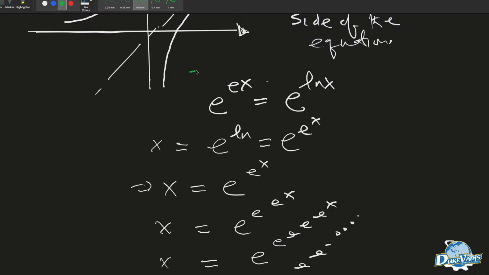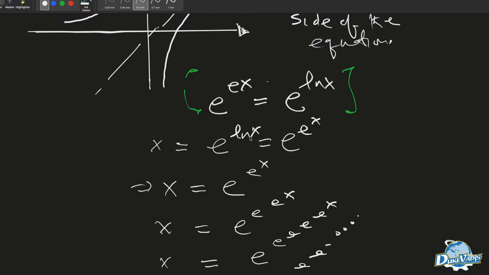e to e of that, so e to e of that. And our equation, if you look at it very carefully, we have e to e to the x, e to natural log x. Then we have our x goes to natural log of x. So this is natural log of x. This goes to e raised to the power that.